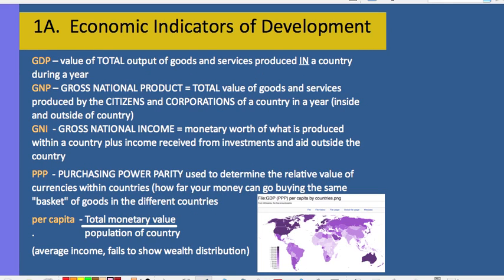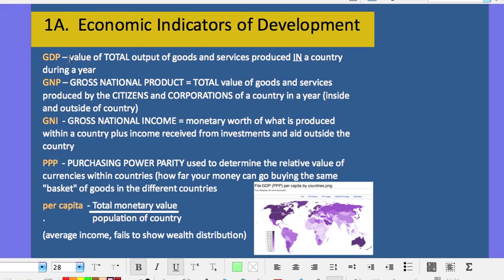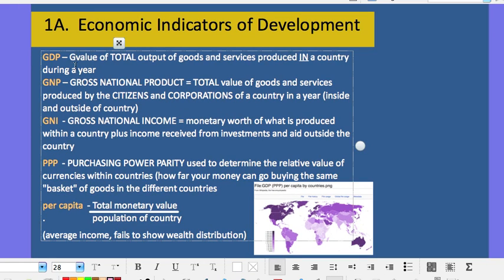So the economic indicator of development used in HDI correlates to the GDP. We'll look at it specifically, GDP per capita, but GDP is the total value of outputs of goods and services produced in a country. This is gross domestic product. Gross meaning not like, ooh, gross, but as in the total value. Gross as in the whole thing.